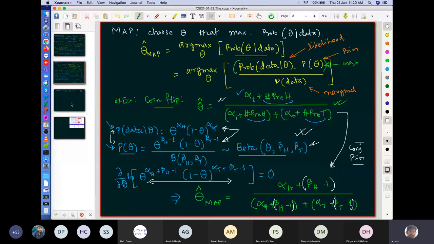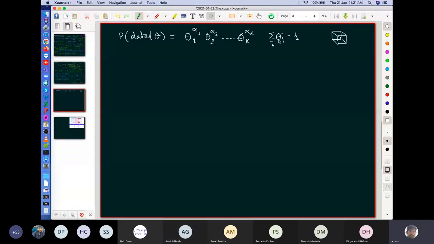Okay. So if we generalize it in terms of a k classifier, instead of heads and tails, if I have k number of answers, we take the prior as what we call a Dirichlet prior, and as you can easily understand, what we do is we just like the previous one.